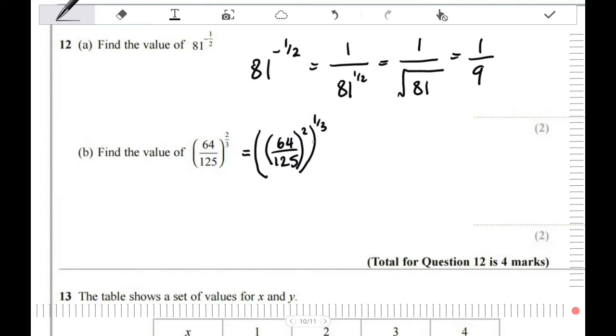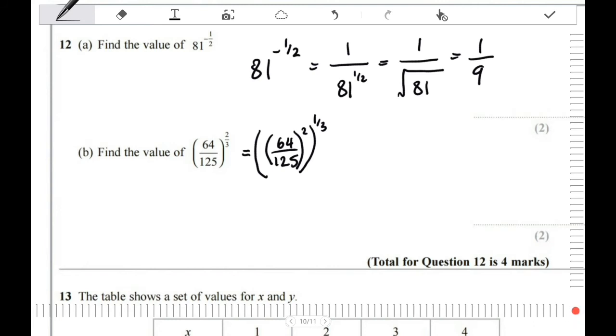2/3 can be broken down into this, because if you have a number to the power of something and then that number to the power of something else, you can multiply those two indices, those two powers, by each other. But I like to separate it, and here is why. It's because I'm going to now square the top and the bottom because it's being squared, and then, since a half was square root, 1/3 would be cube root. So let's see how that goes.